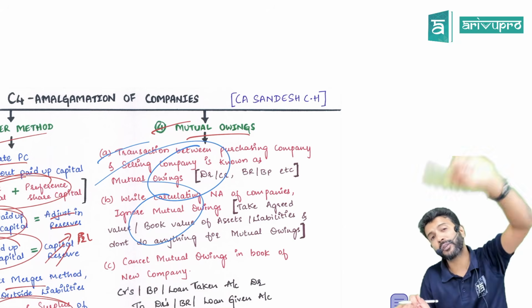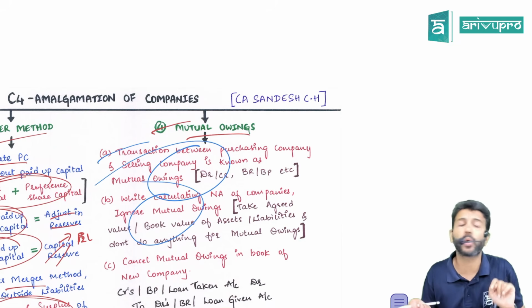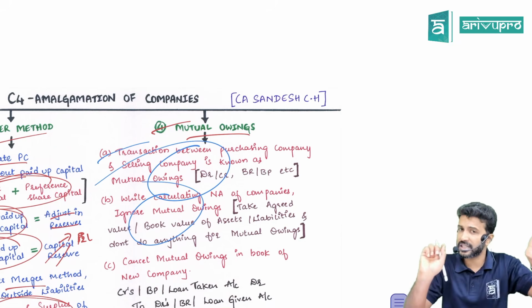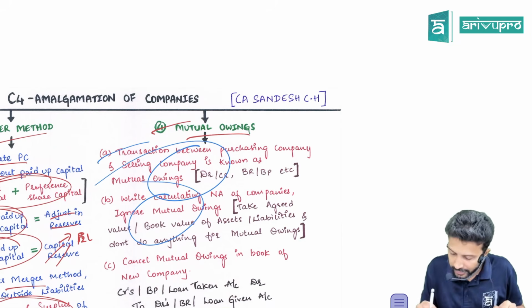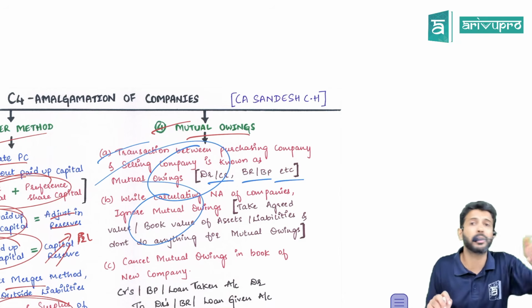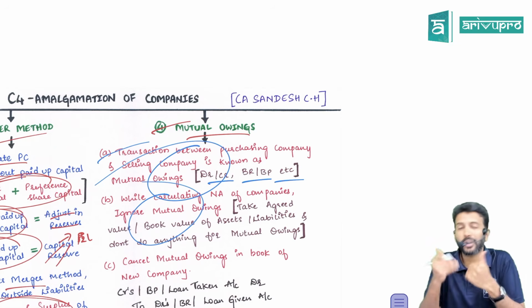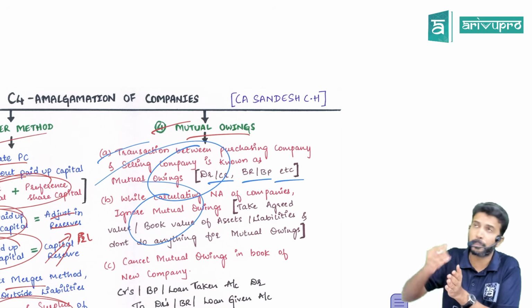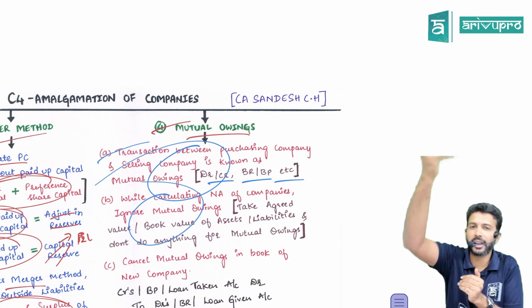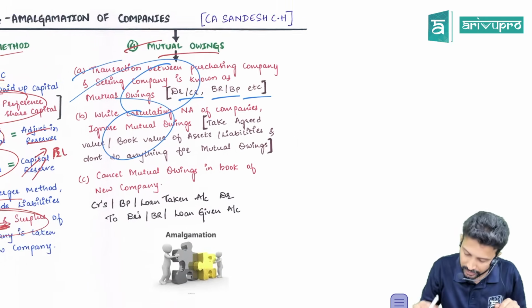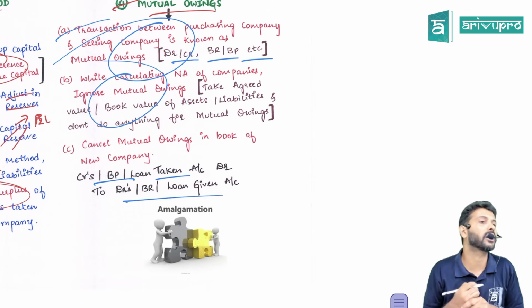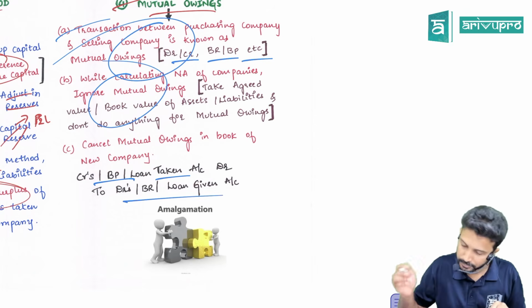Okay. But in the books of the amalgamated company or new company, what will you do for this mutual owing? You will cancel. And these mutual owings can come in the form of debtor, creditor, bills receivable, bills payable, loan given, loan taken. So basically, what's the cancellation entry for mutual owings in the purchasing company's books? Liability account debit to asset account. Basically, creditor, bills payable, loan taken account debit to debtor, bills receivable or loan given account.